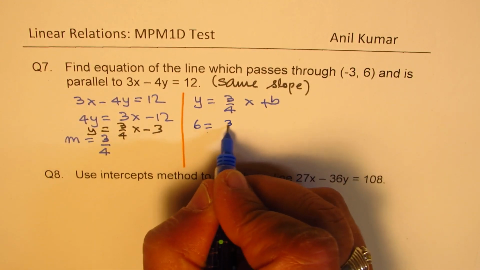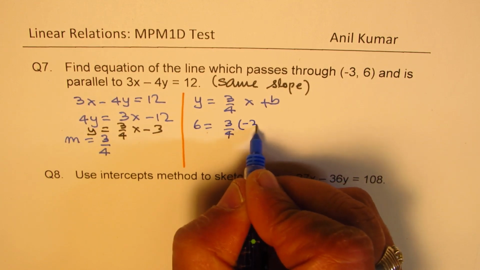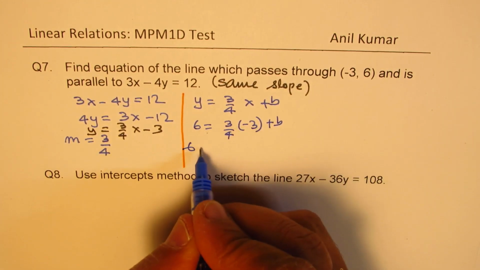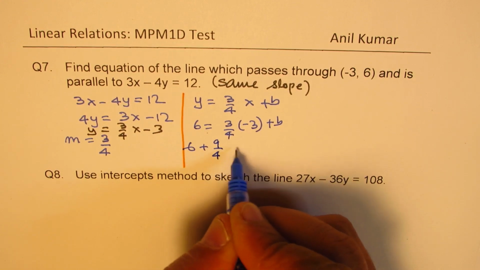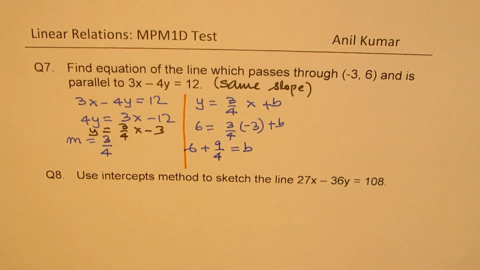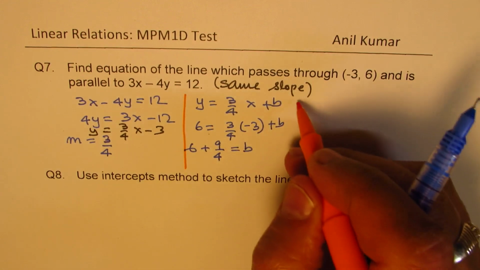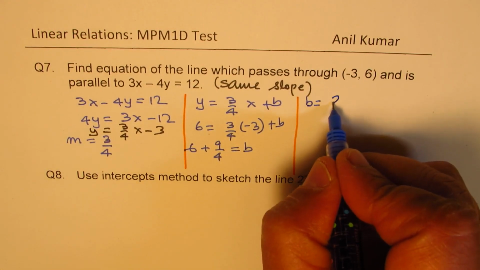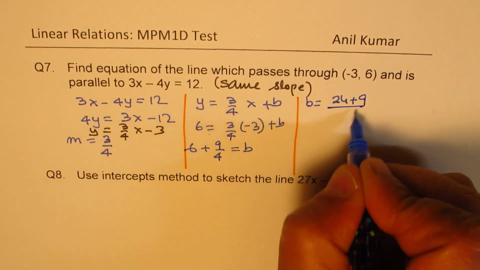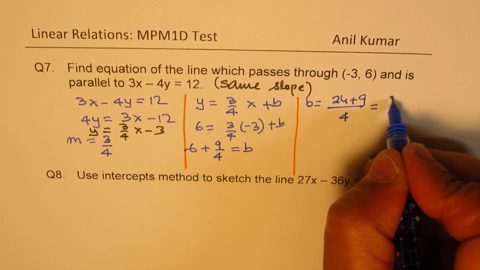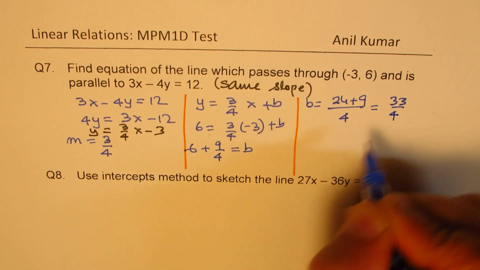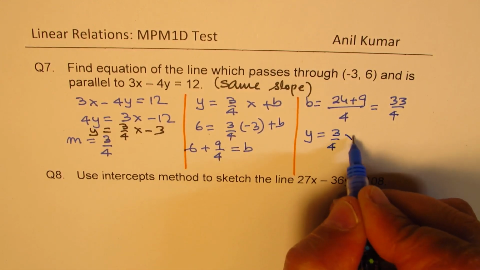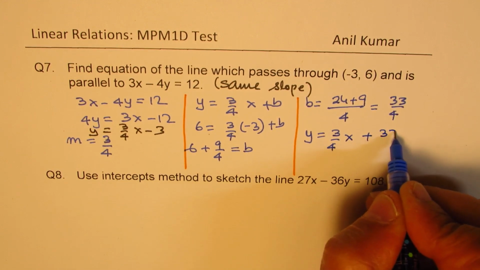To find b, we substitute this point. 6 equals to 3 over 4 times minus 3 plus b. So bringing it here, we get plus 9 over 4 equals to b, right? Now we can actually solve for b here. So we get b equals to 24 plus 9 over 4, which is 33 over 4, correct? So we get our equation as y equals to 3 over 4x plus 33 over 4, clear?